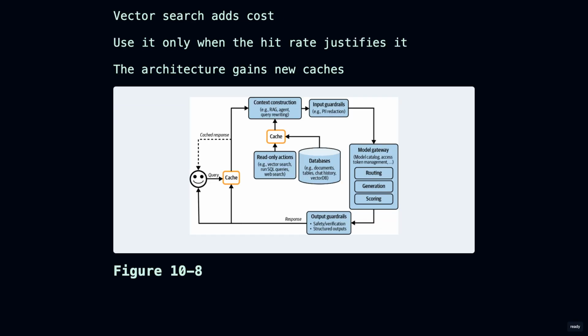This figure closes the loop. Requests come in, the system checks for reusable results, and cached outputs can be returned instead of recomputed. That is the architectural payoff of caching.